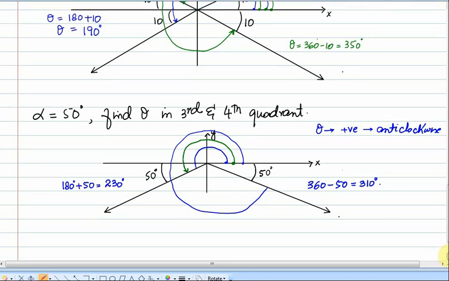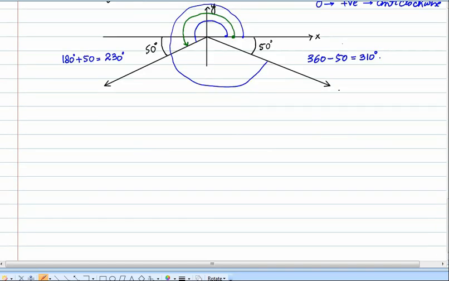Now if I ask you a simple question, if I say that theta is equal to 220 degrees, find alpha. It's a very simple question, common sense or IQ based, you can say that. So give it a try by yourself first, and then I will explain. You have 30 to 40 seconds for this question, so start.